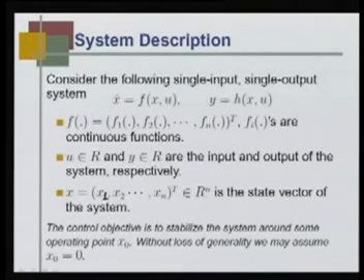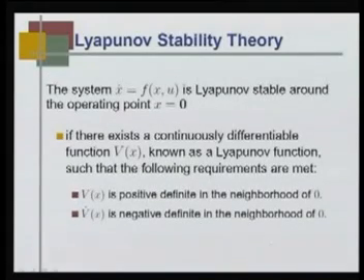The control objective is to stabilize the system around some operating point x naught. Without loss of generality, we may assume x naught equals 0. Now, Lyapunov stability theory, which we have been talking about again and again, I am just revisiting. The system x dot equals f(x, u) is Lyapunov stable around the operating point x equals 0 if there exists a continuously differentiable function V(x), known as the Lyapunov function, such that the following requirements are met: V(x) is positive definite in the neighborhood of 0 and V dot(x) is negative definite in the neighborhood of 0. If you can ensure that, then the system is Lyapunov stable.